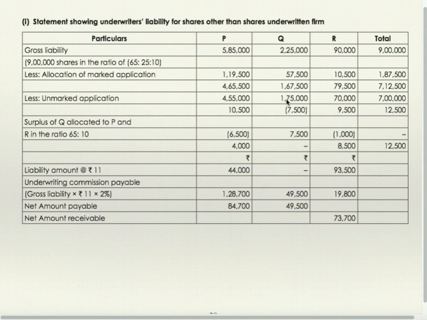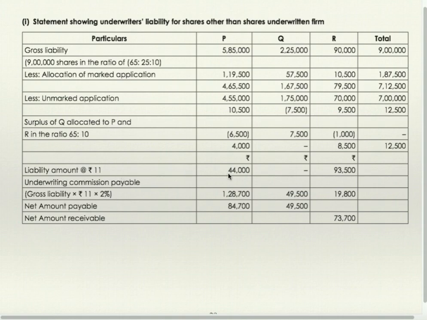If you get a negative figure, it is to be distributed between the underwriters who are having positive balances in the ratio of gross liability, which is 65 is to 10. So net liability is P 4,000 and R 8,500. Liability of underwriters is 12,500 shares, which is not taken over by public. P's liability is 4,000, R's liability is 8,500 shares.